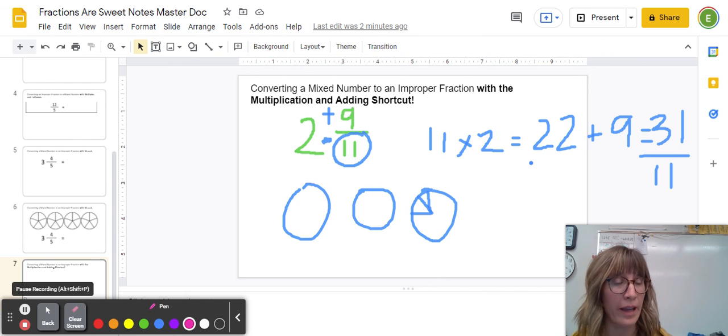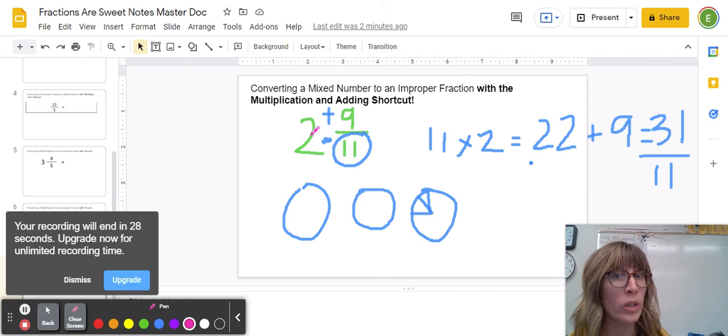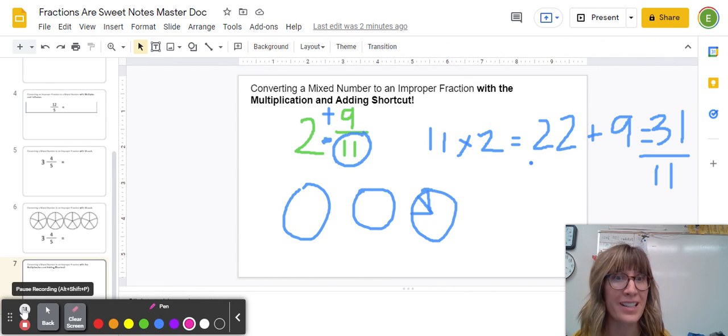So to wrap up the shortcut, you're taking your denominator, multiplying it by the whole number, and adding on your numerator as those leftovers. This converts the mixed number to an improper fraction.